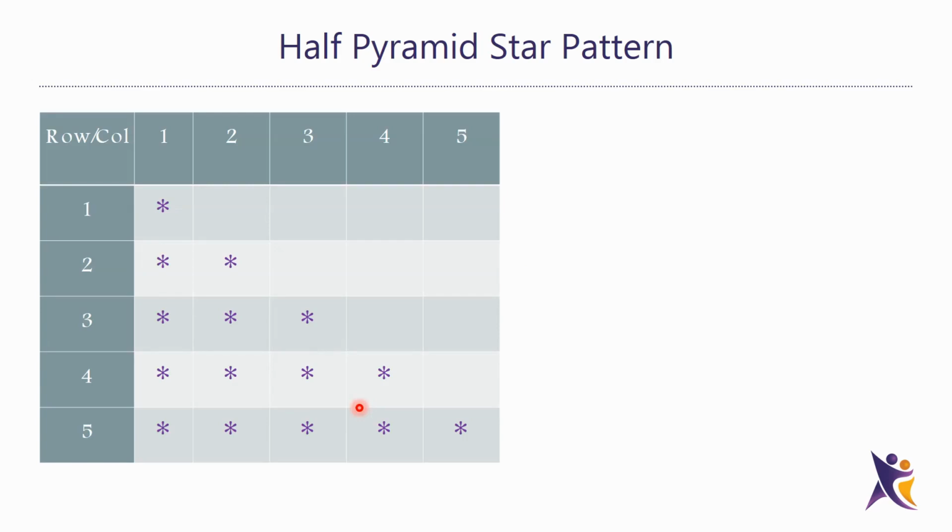So let's represent this in a table format. See, for the first row only 1, for the second row 2 stars, for the third row 3 stars, for the fourth row 4, finally 5 stars.